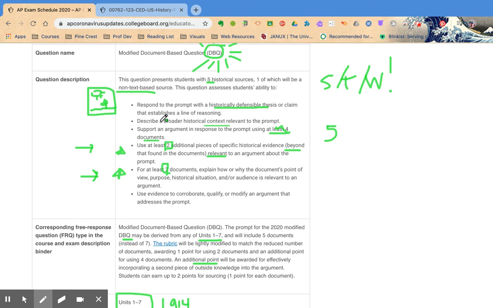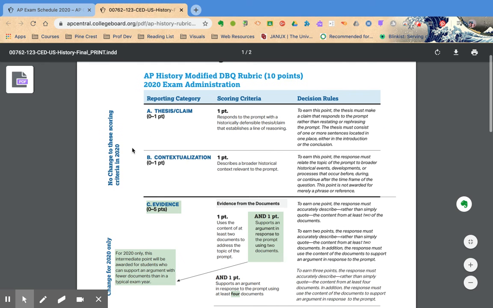Again, 45 minutes, one DBQ question, 5 documents, 4 of which would be text-based. 1 would be a pretty picture of some kind or some kind of non-text-based image or source, rather. I don't necessarily say it's an image. You want to think, see, think, wonder when you're looking at that. But look at the rubric because it's been modified. Thesis and claim is the same. All right, that's going to be the same.